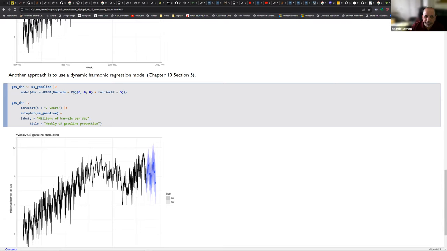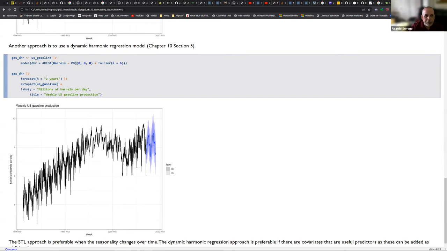Of course, when I say the PDQ is the capital PDQ, the lowercase pdq is still going to be determined by the auto ARIMA model here. Okay, it's just the big ones, okay?